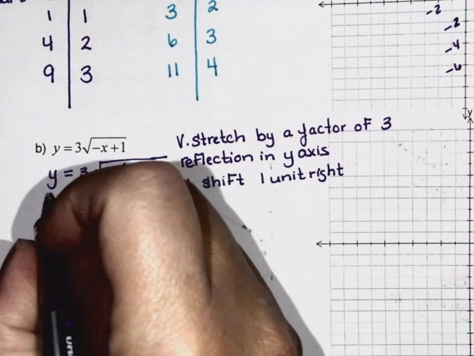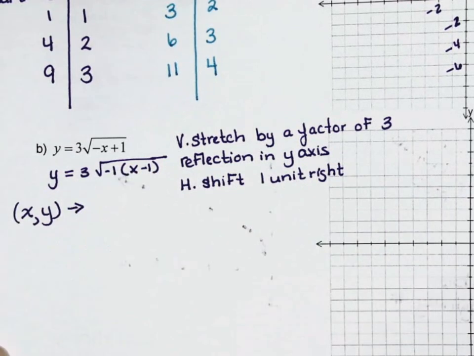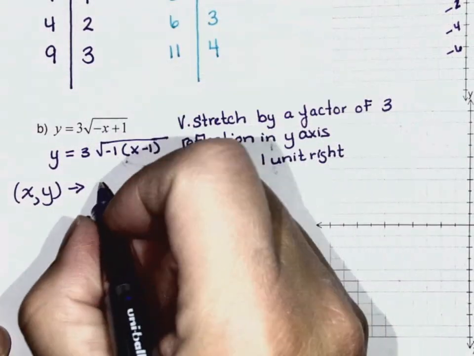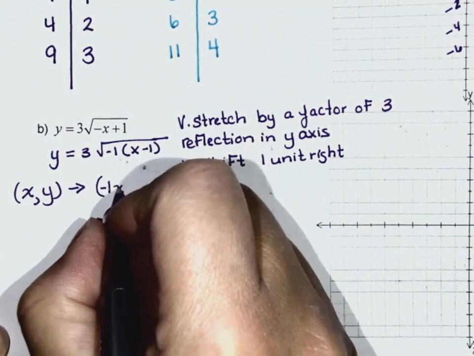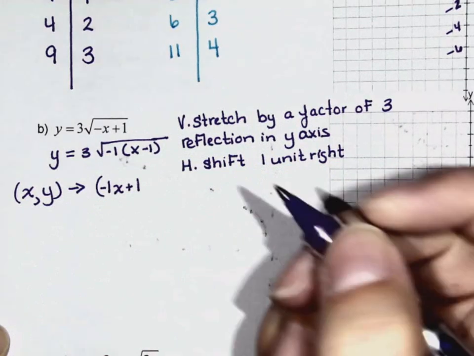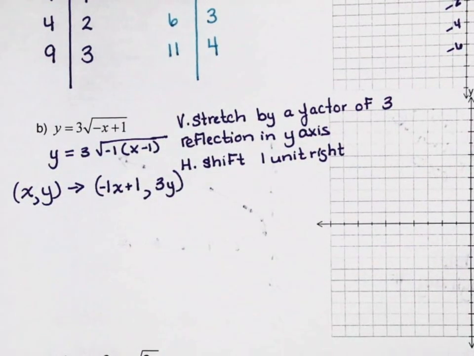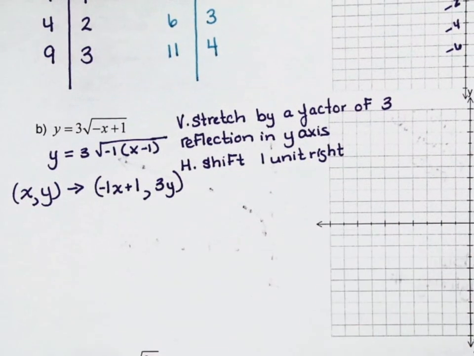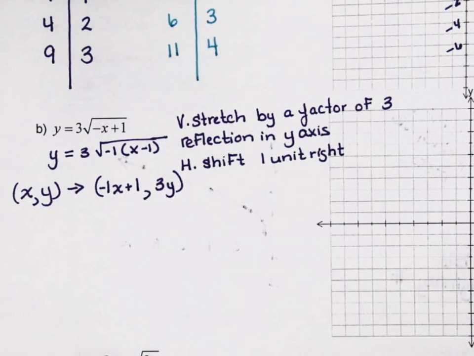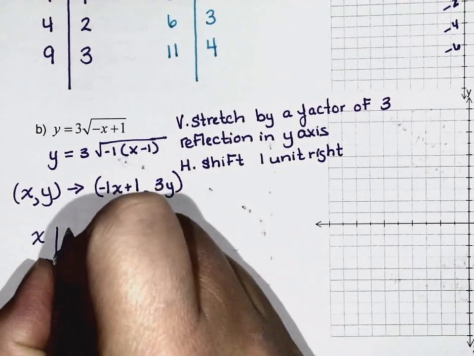If I were to create a mapping rule like I like to do, because I find it helps my head get organized, we know that the x's are going to be multiplied by -1, and then we're going to add 1 to it. And the y's we're going to times by 3. So even though it's a reflection in the y-axis, it's math we're doing to the x values. I'm going to put my original chart there.